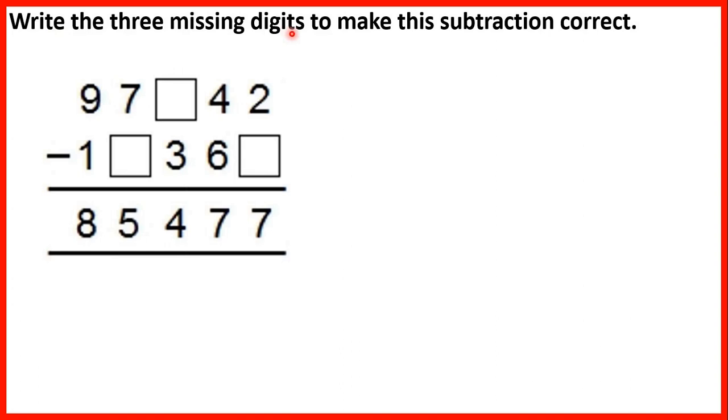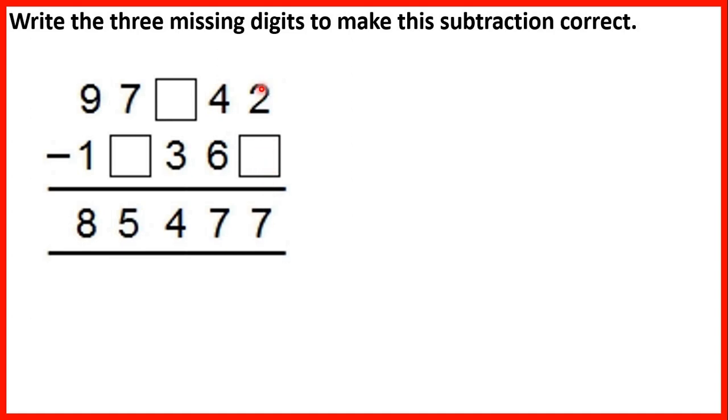Write the 3 missing digits to make this subtraction correct. So we have a missing digit subtraction problem, and we can solve this by following the same steps that we use for column subtraction. So that's working from right to left. So here, starting with our ones column, we have 2 minus something is 7.